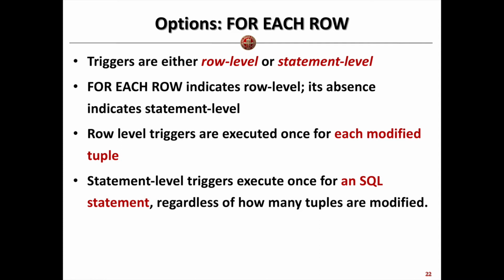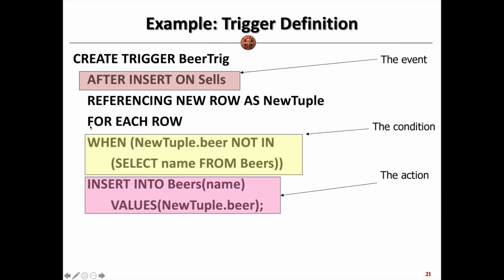You see the difference, right? The row level is for a specific tuple we modify here. However, statement level is for an SQL statement. It can make some changes to so many tuples. However, regardless of how many tuples are modified, this trigger will be executed, right? If we don't have for each row here. Okay, here we are working on each row, right? Therefore, we have to write down this for each row inside the trigger. If we are running this trigger at the statement level, then we can delete this for each row in the trigger definition.